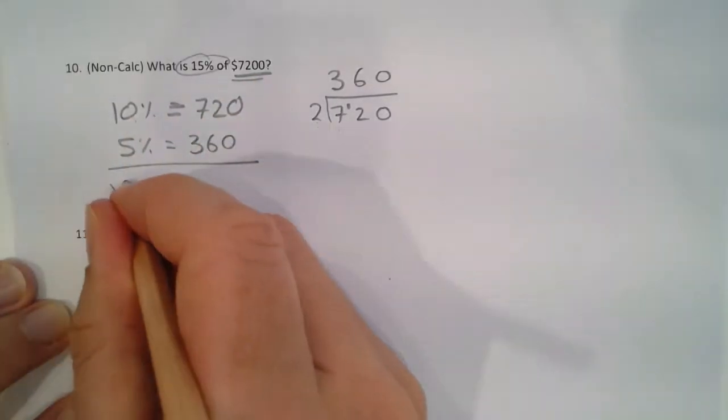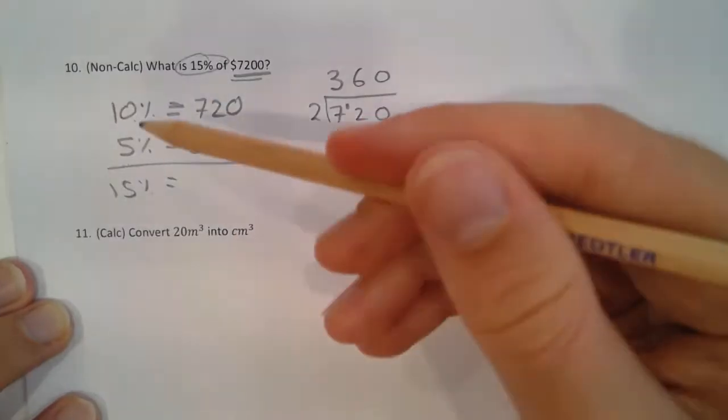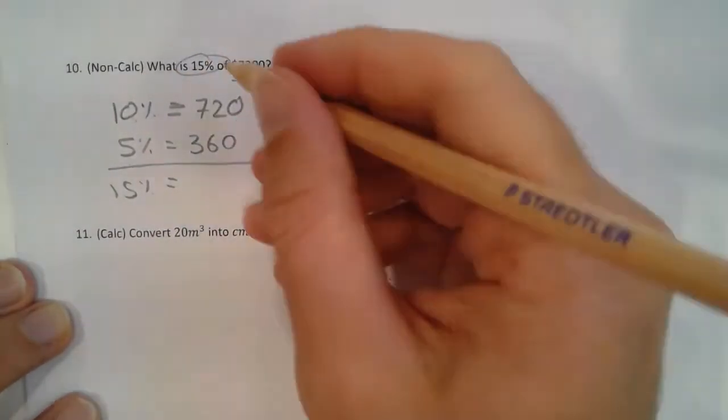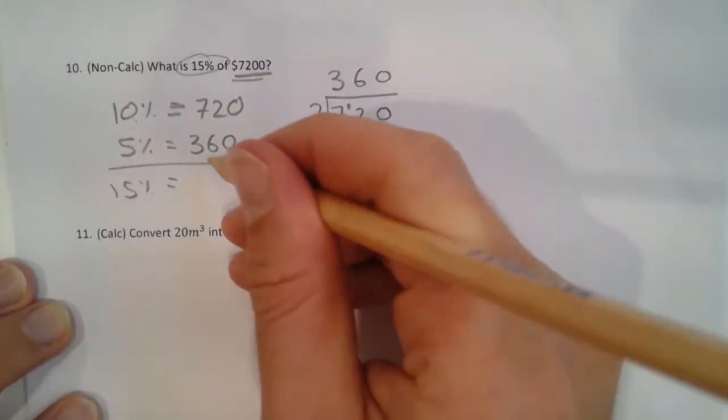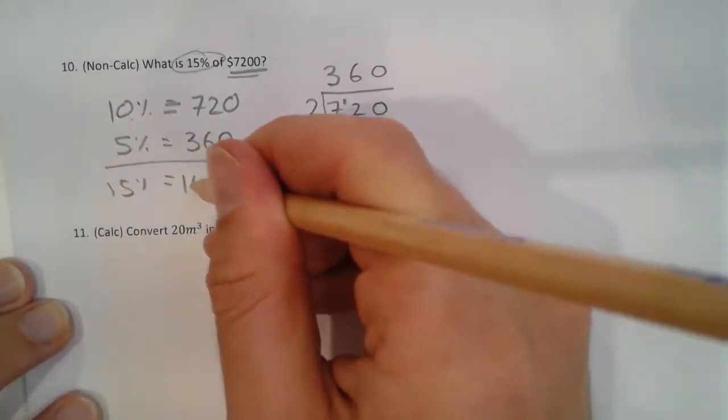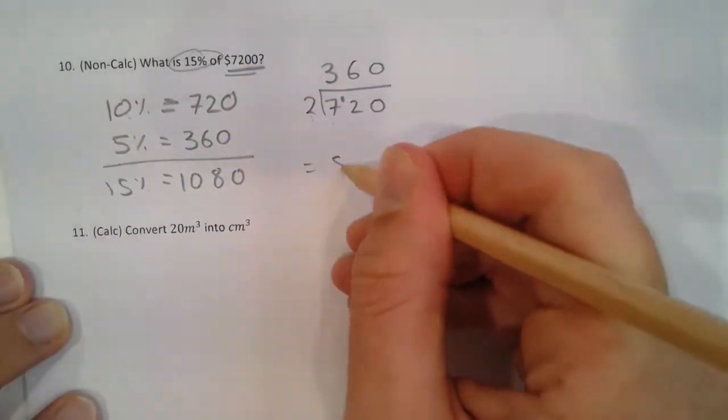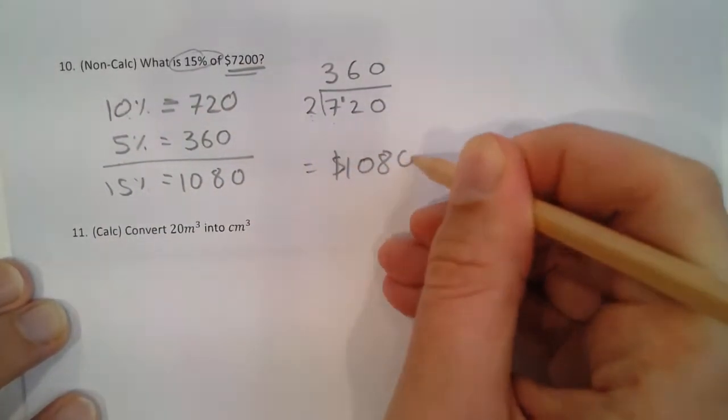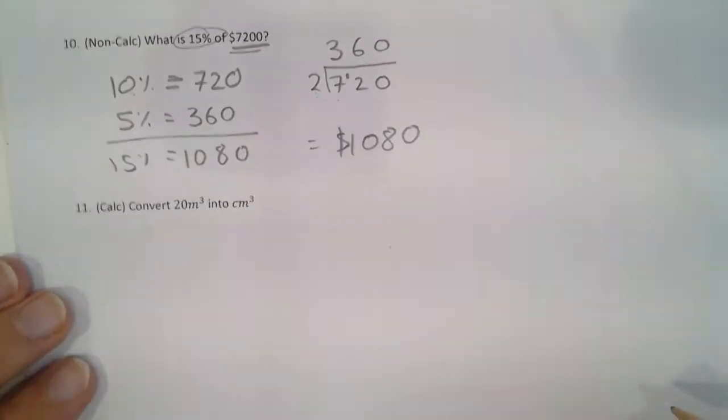So if I add them together, you'll see I've kept them as a nice column. 0 plus 0 is 0, 2 plus 6 is 8, 7 plus 3 is 10. Well, 15% is $1,080. Not too bad.